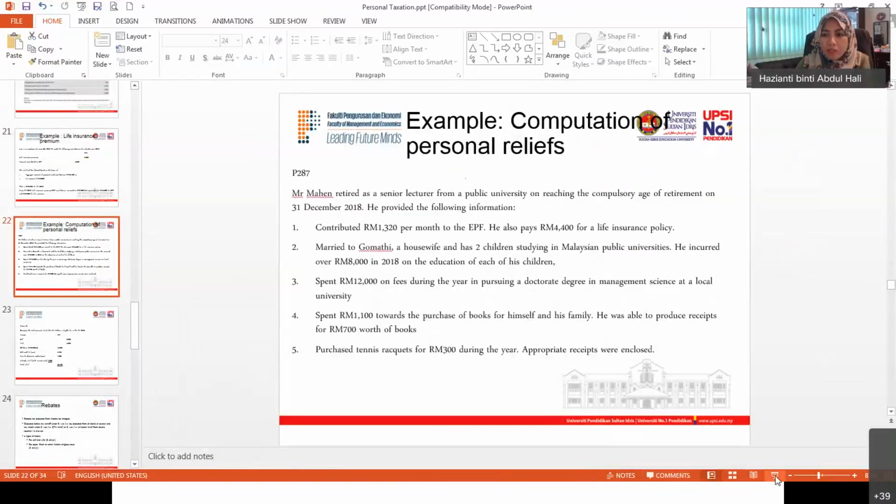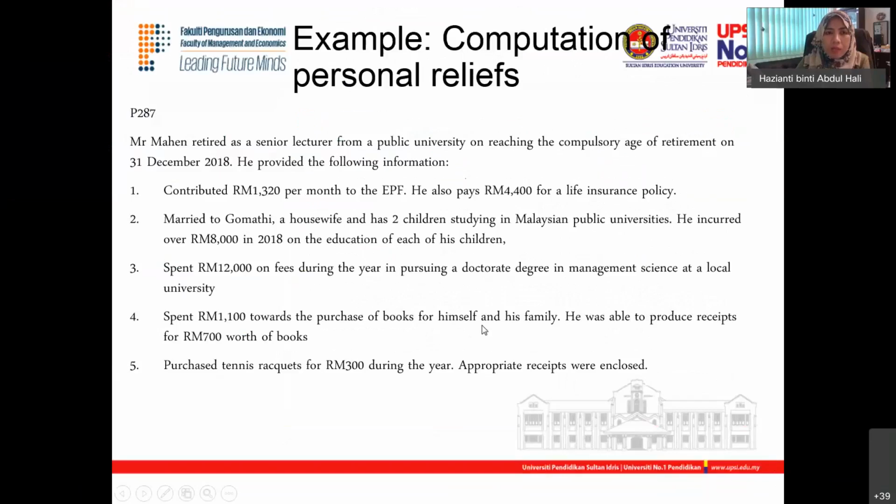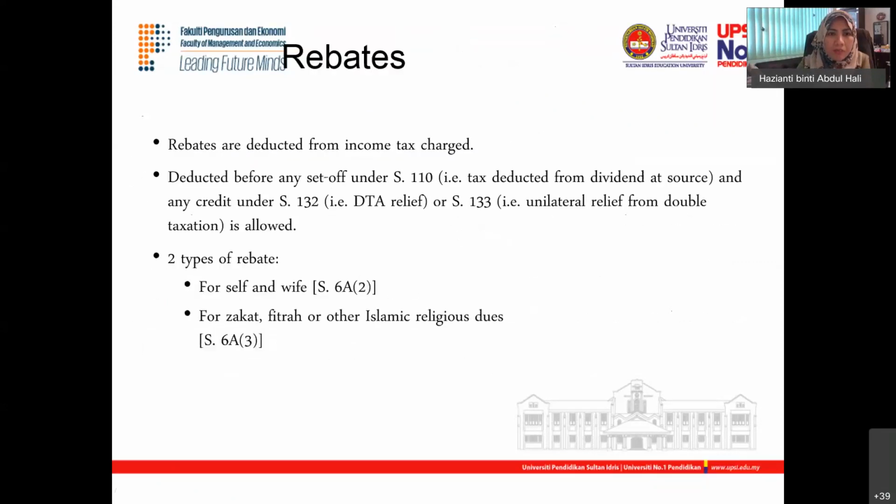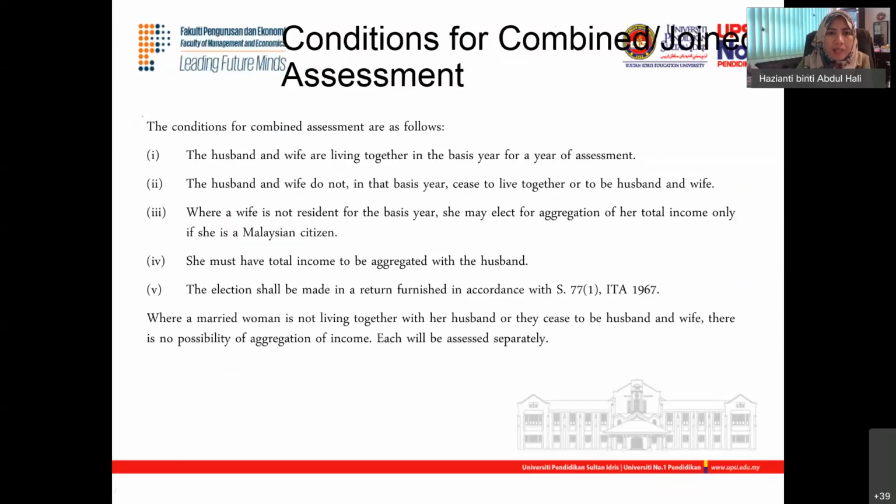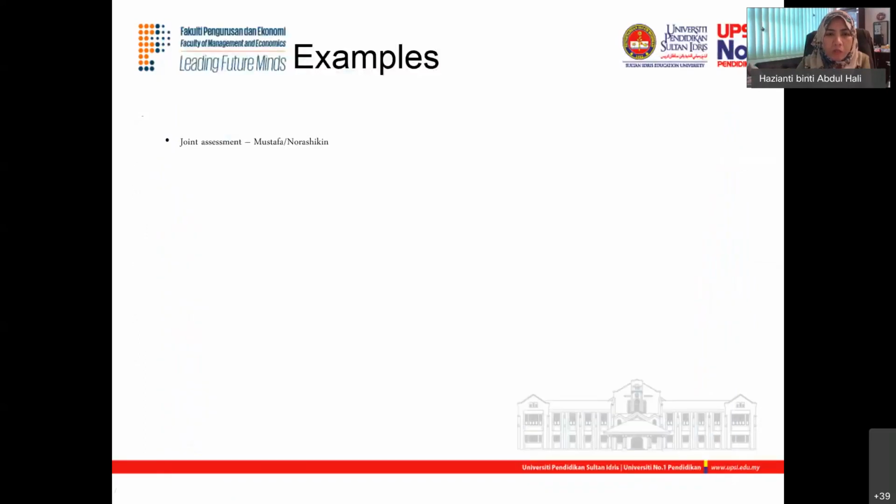Alright, so this is the continuation. Nanti kejap lagi saya upload soalan Mr. Mahin tu in My Guru under personal taxation. You try to compute the total income and this is actually the relief dia. So if you have any question nanti later boleh tanyalah. So for this week I think tak ada quiz so you just buat soalan Mr. Mahin ni as your tutorial. Okay? Any other question tak? Yang I think the rest ni kita sambung next week lah untuk combined assessment.